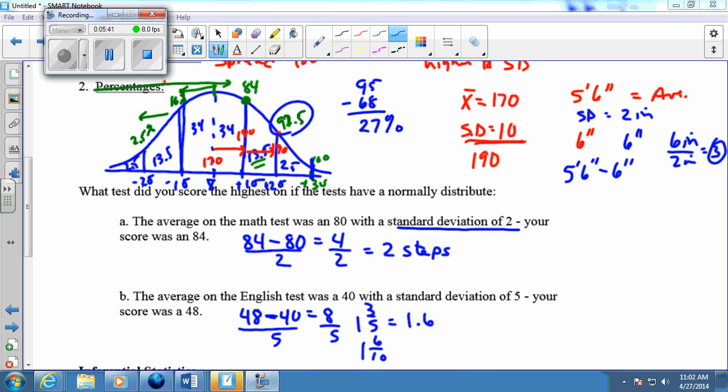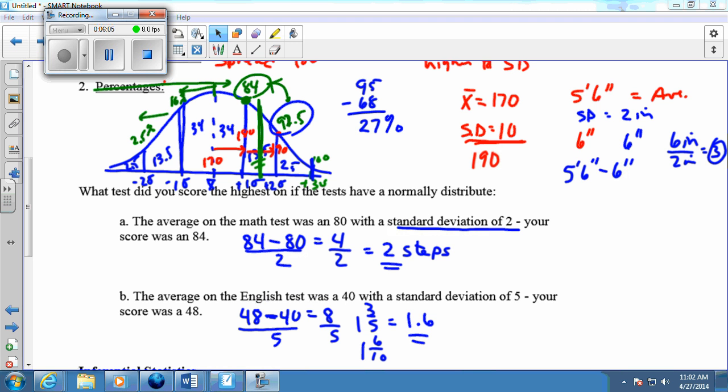Well, would you rather be 2 standard deviations above or 1.6? In other words, in which test did you score better? You scored better when you were 2 steps. The 1.6 is about in this region. So you know you're between 84 and 97.5. We actually have tables that will help us find that exact value of where we fall in terms of a percentage.